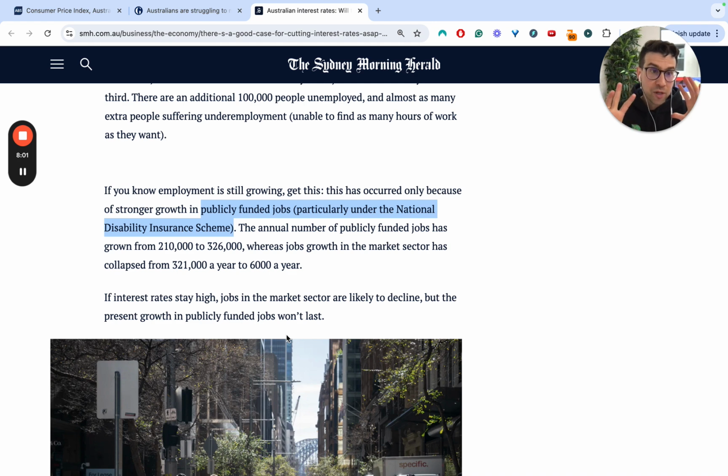Okay, I think a complex situation with inflation right now, but some really great data that you can use in your essays around your analysis.